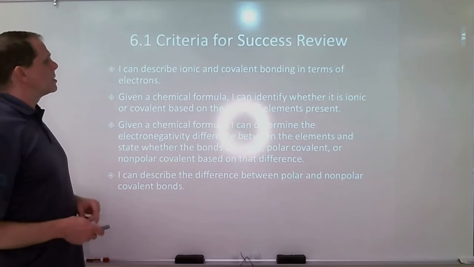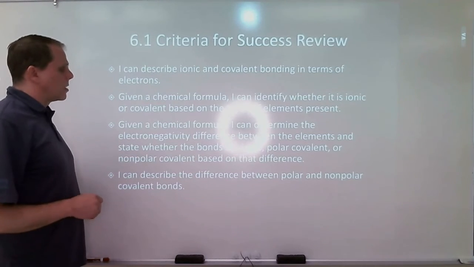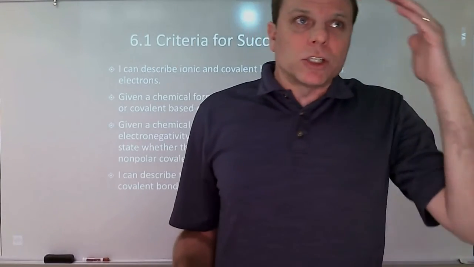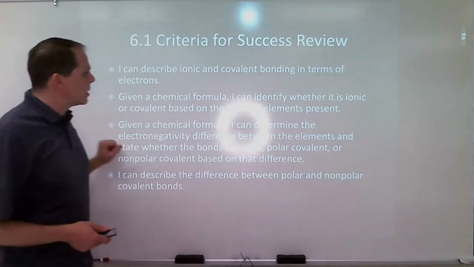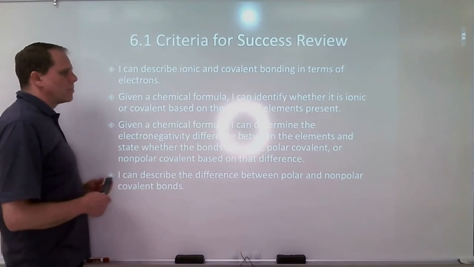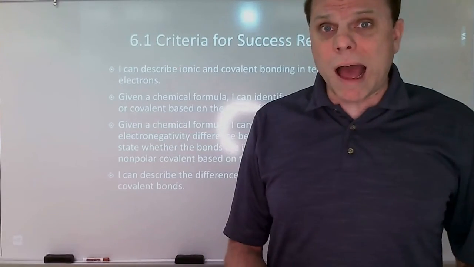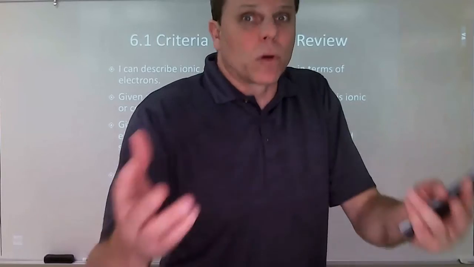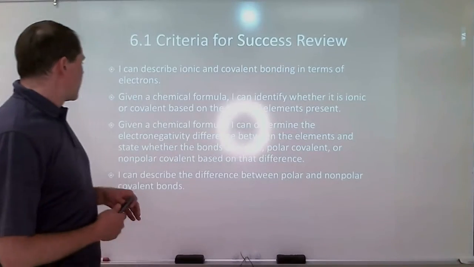All right, so now you can check your criteria for success. Can you describe ionic and covalent bonding in terms of electrons? What do we mean by that? Oh yeah, it's about transferring versus sharing. Yeah, I can describe ionic and covalent bonds based upon transferring and sharing. Given a chemical formula, I can identify whether it's ionic or covalent based upon the types of elements present. Yeah, we gave you a few of those, right? For example, MgI2 is going to be polar covalent. Now you can look at a compound, throw a compound out at you, and say, oh yeah, electronegativity difference, done. I know what it is, okay?